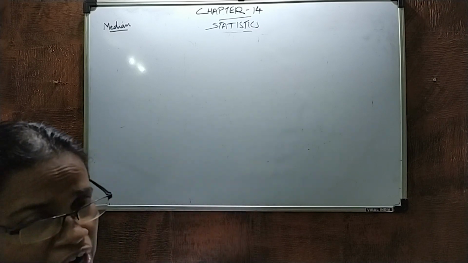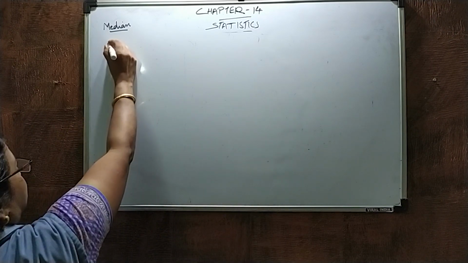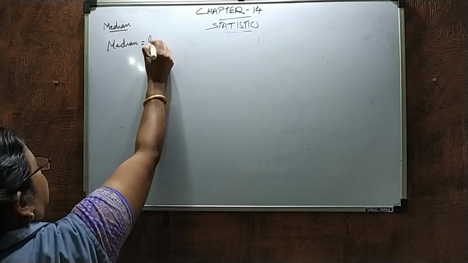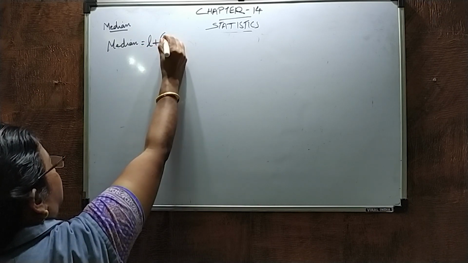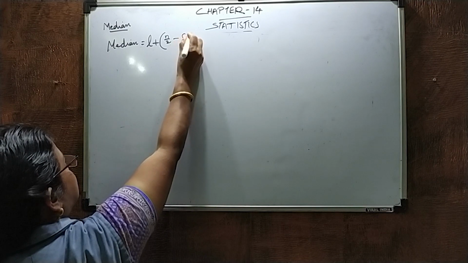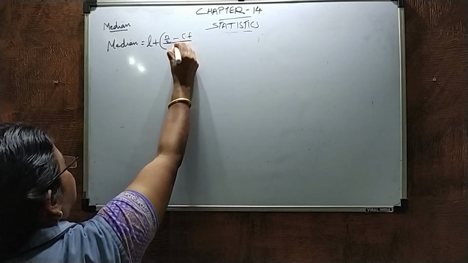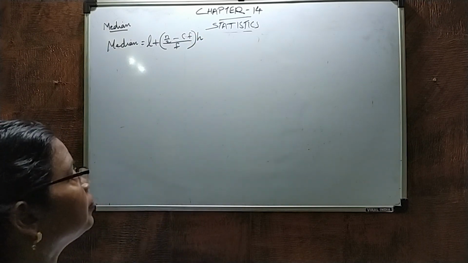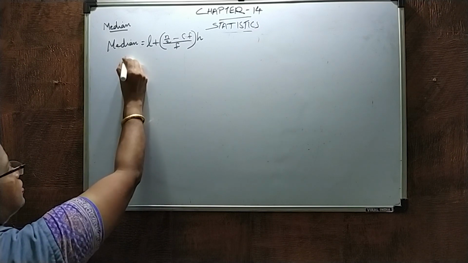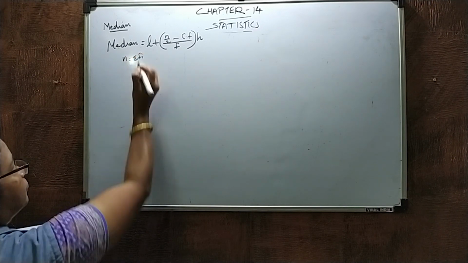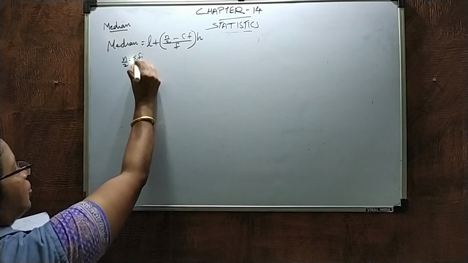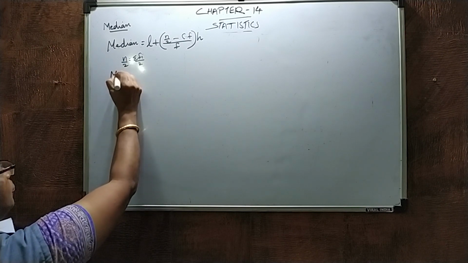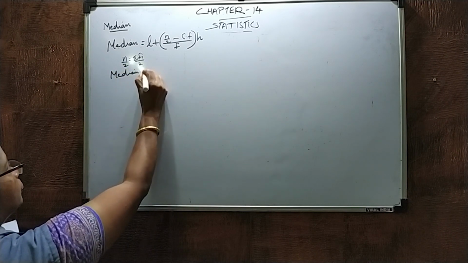So for the median we have to learn one formula. Median equals L plus (N by 2 minus CF) all divided by F, into H. So you'll find out which all things you have to remember. N means it is sigma Fi. N by 2 means it is sigma Fi by 2. Clear? Now, what is first one then? Median class you have to find out.